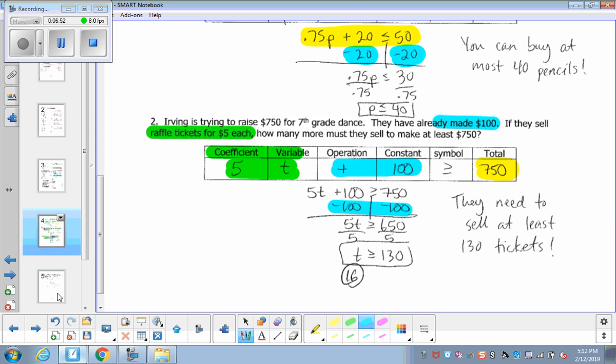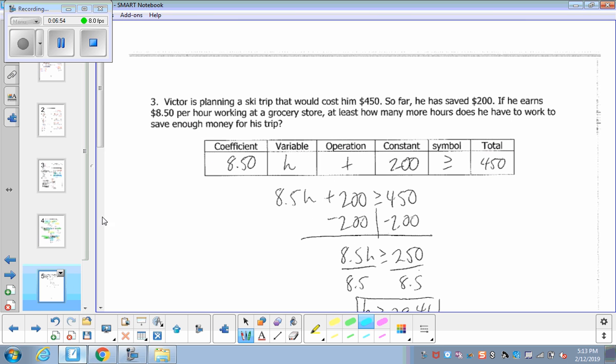So that concludes page 16. And now we're going to turn over, and we have one more problem for page 17. Victor is planning a ski trip that would cost him $450. So far, he has saved $200. If he earns $8.50 per hour working at a grocery store, at least how many more hours does he have to work to save enough money for his trip?